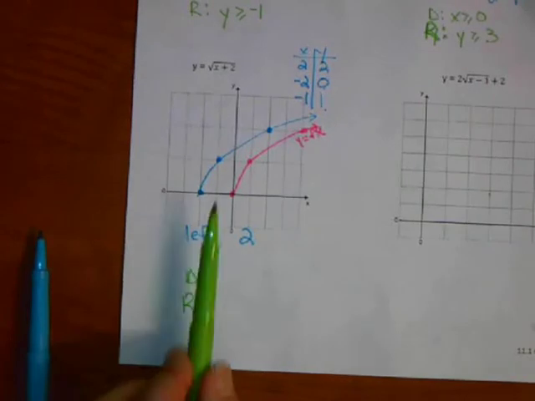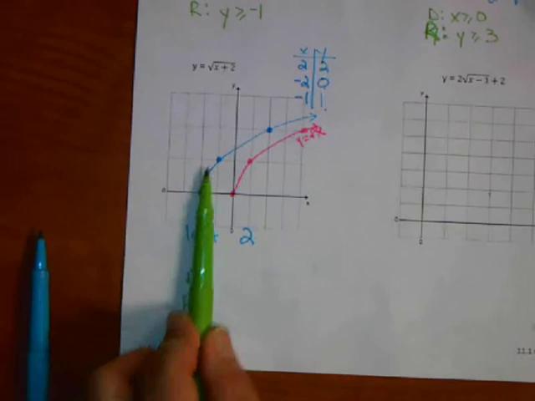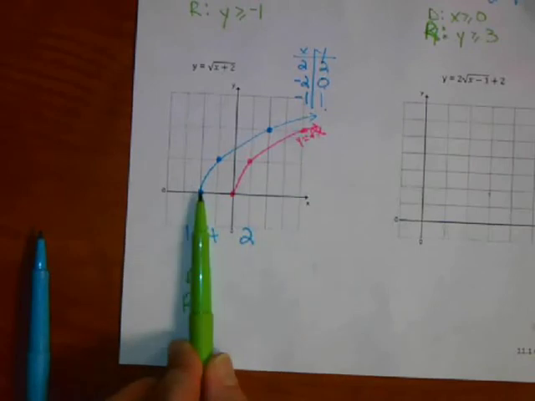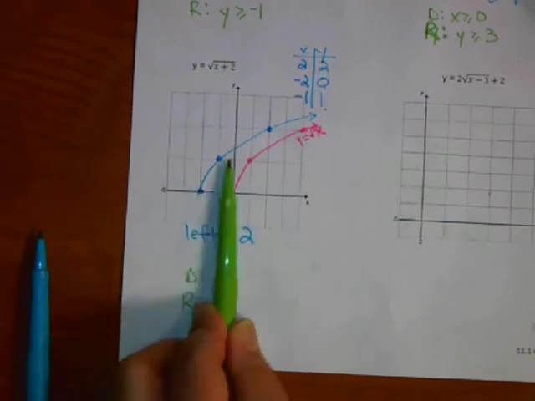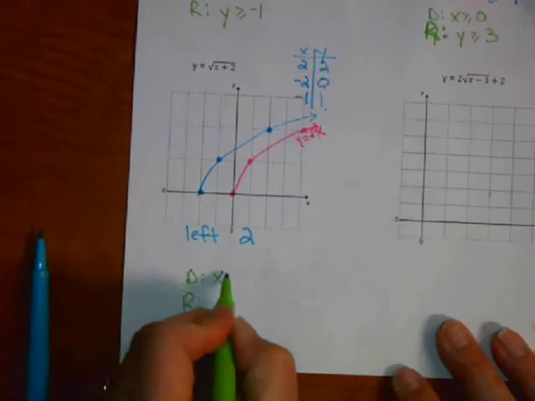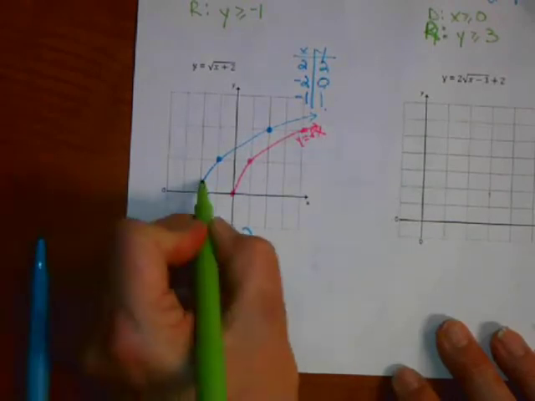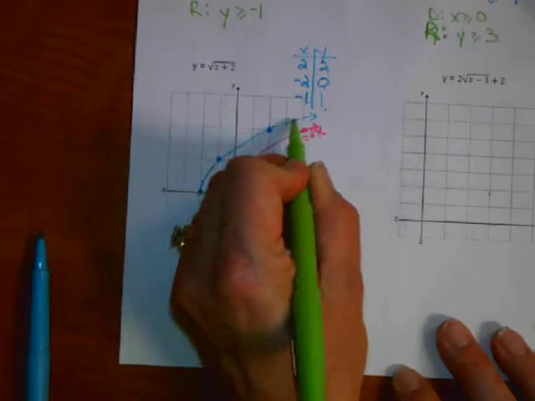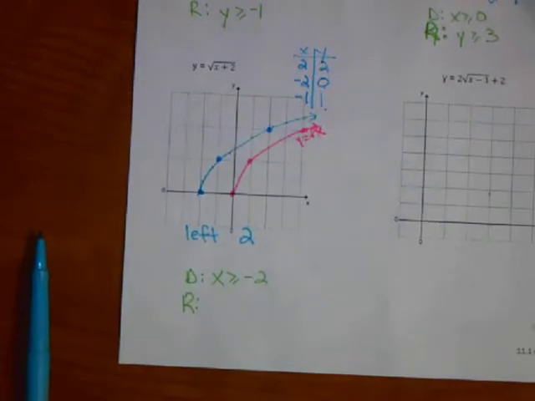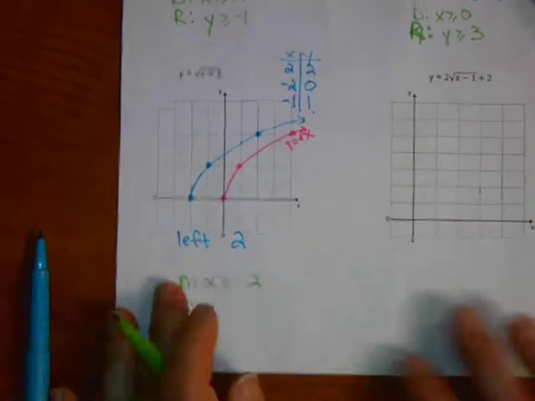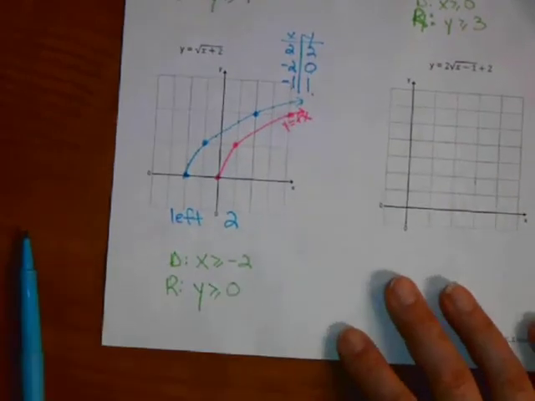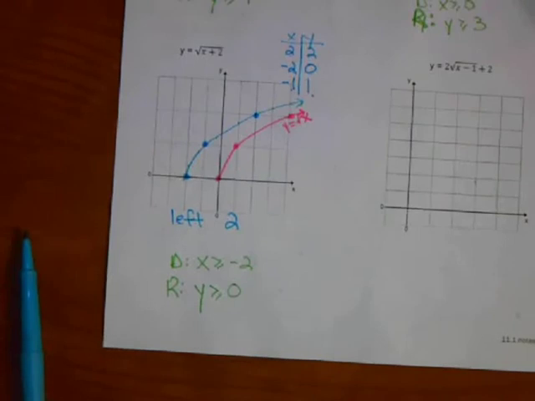So what's the domain? What can all my x values be? They can't be any less than that. They're going to start here at -2. So x is greater than or equal to -2. Any point on this graph. How about y values? Greater than or equal to 0. Hold on to it. I'll get to you.